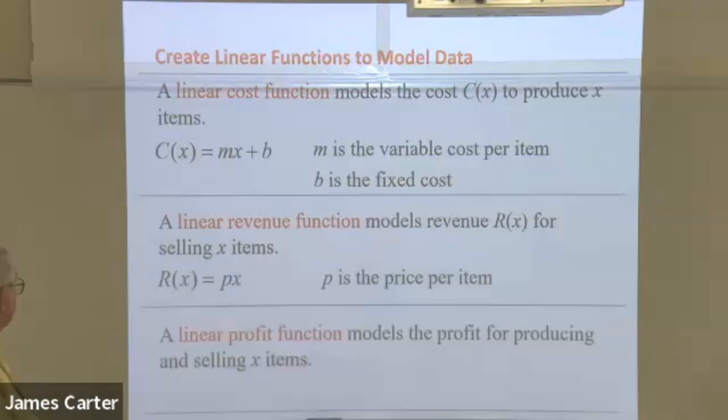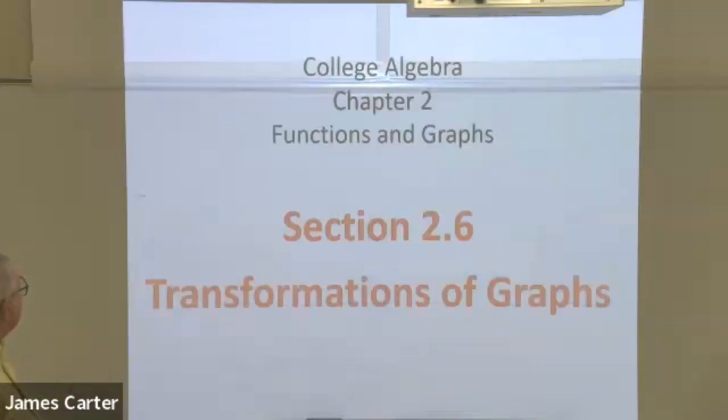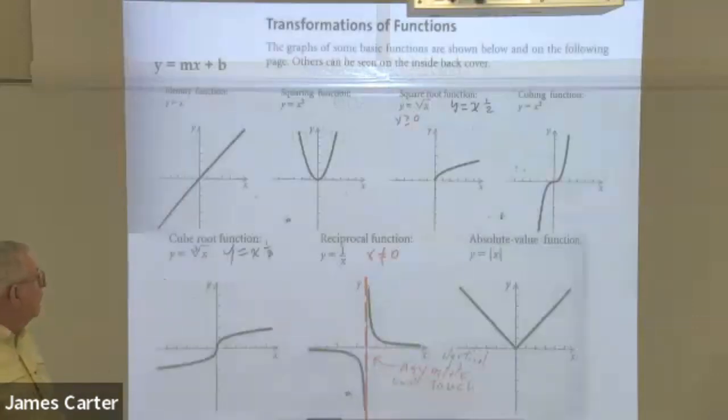Price per item times number of items. What is profit? How much it costs to make it, right here. How much you sell it for. How much you sell it for minus how much it costs you to make it, or get it if you're a retail shop. Those are just kind of commonplace sorts of things.